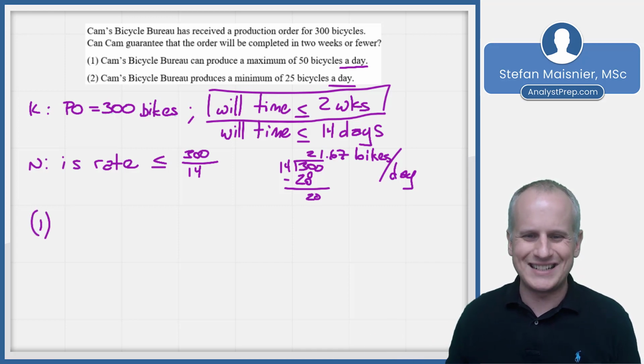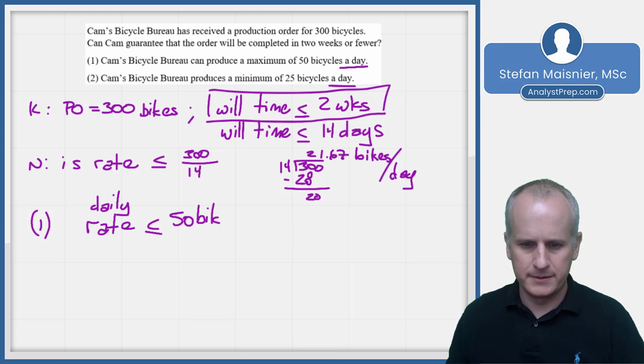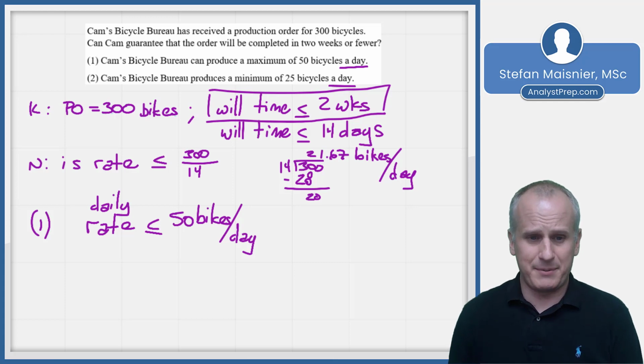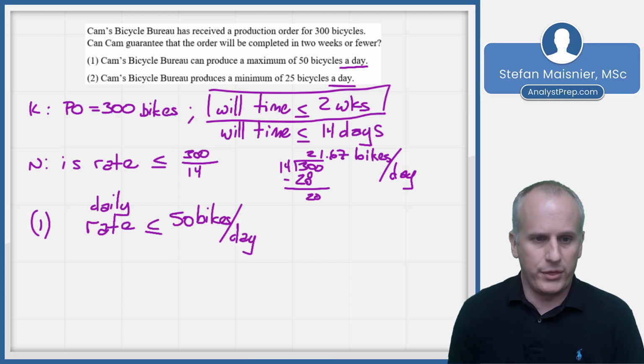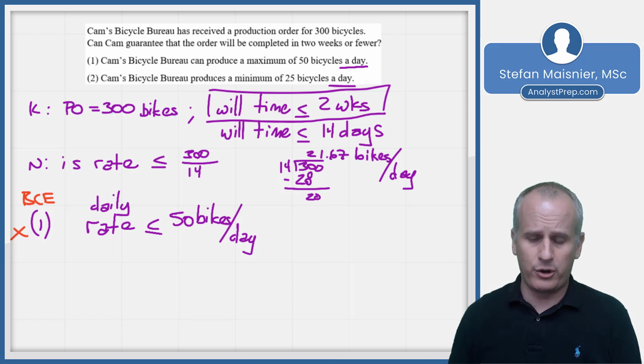So condition 1 says that Cam's Bicycle Bureau can produce a maximum of 50 bicycles a day. So that means that the daily rate is less than or equal to 50 bikes per day. So that includes the 21.7 bikes per day, but there's nothing stopping this from being 1 bicycle per day. We don't actually know what the rate is. We just know what the maximum is. So that by itself is not sufficient to determine definitively whether the rate is more or less than 21.67 bikes per day. So our options remaining, of course, are B, C, or E.